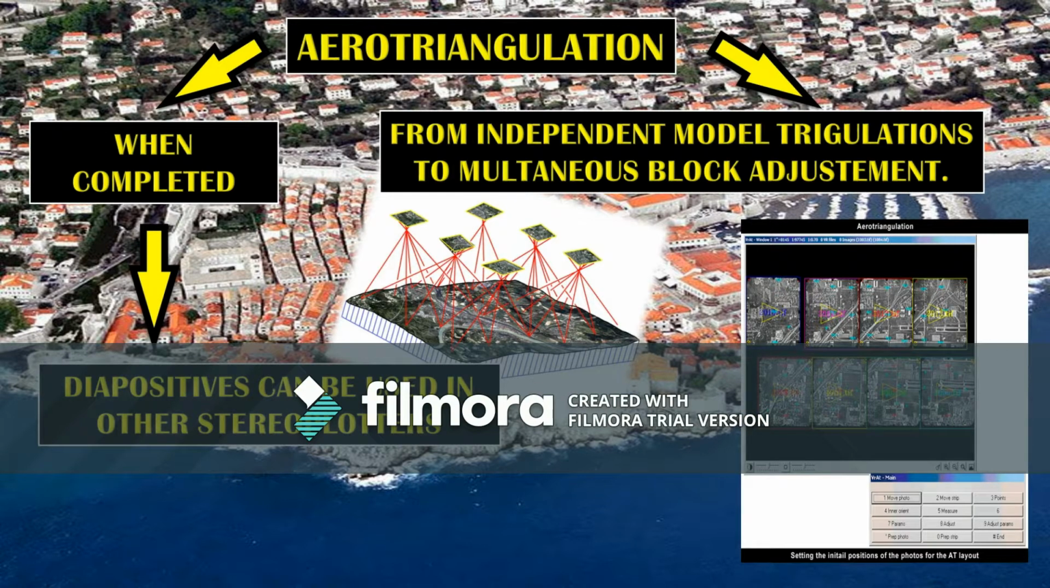Another common application of the analytical plotter is in error regulation. Hybrid mode is possible, from independent model regulation operation to continuous block adjustment. When the error regulation is complete, the diapositives can be used in other stereoplotters or photogrammetric scanners, or they can be reset in the analytical plotter based upon the now available ground control information.